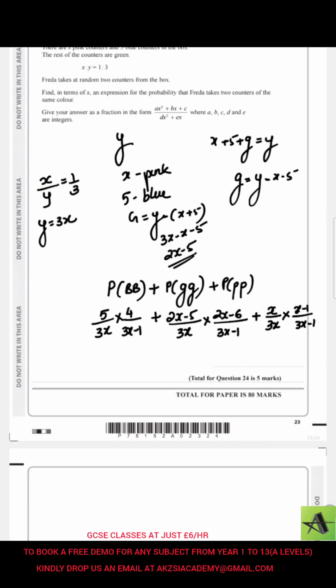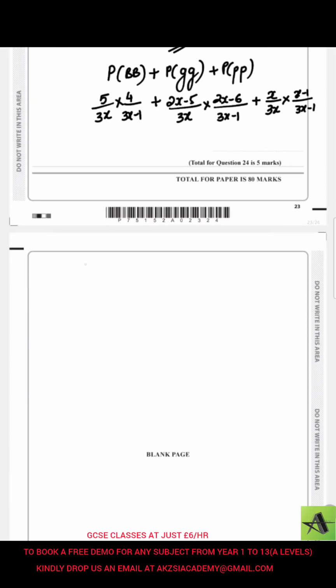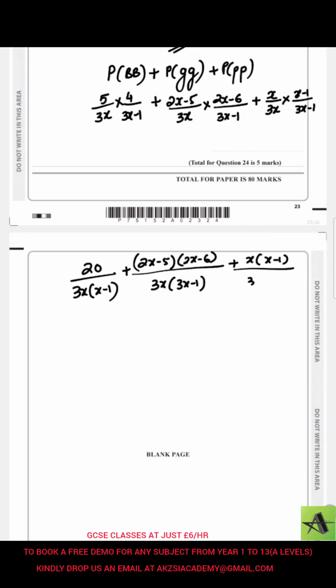Plus pink, so there are x pinks out of 3x times x minus 1 out of 3x minus 1. I can clearly see that every term has the same denominator, so we need not worry about making them the same. So I can write 20 over 3x times 3x minus 1, plus 2x minus 5 times 2x minus 6 over 3x times 3x minus 1, plus x times x minus 1 over 3x times 3x minus 1.